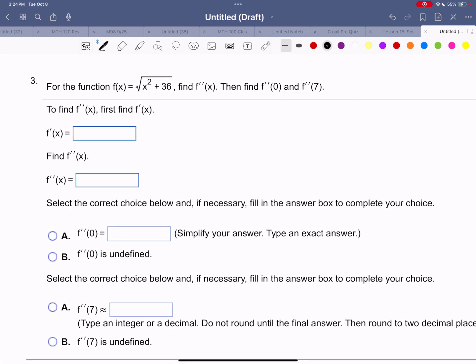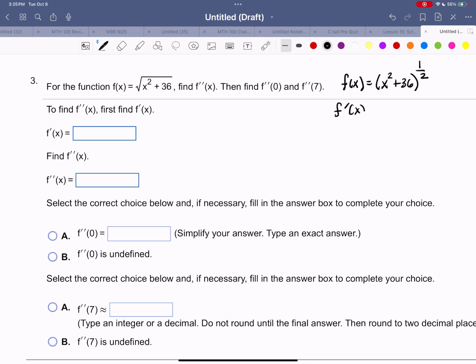Number 3. For the function f of x equals the square root of x squared plus 36, find the second derivative of f of x, then find the second derivative at 0 and the second derivative at 7. All right, so you got the square root function, so remember what you have to do. You have to write the radicand, the numbers inside, or expression in this case inside, to the 1/2 power. First, you do the first derivative.